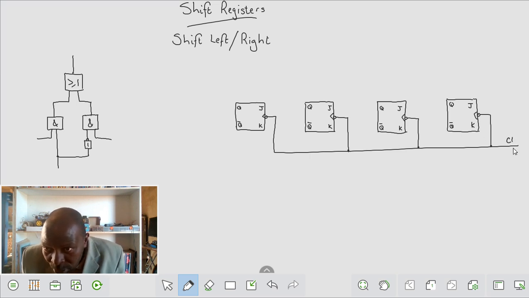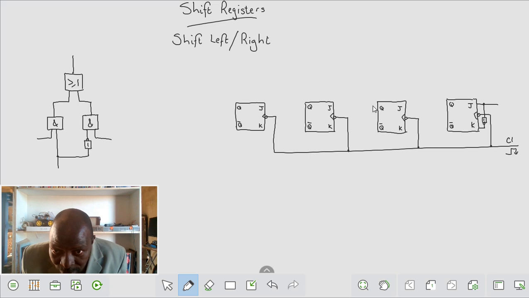So now this is a clock. Obviously this one here is going to be responding to the trailing edge. Now, the first one, being a JK, sorry, must be configured as a D. And we know that will require that inverter between the two inputs. Alright, so what I'm going to want to do here is shift left or right.